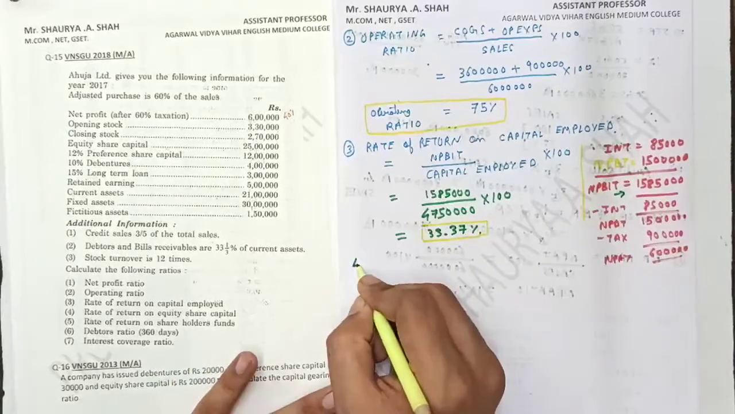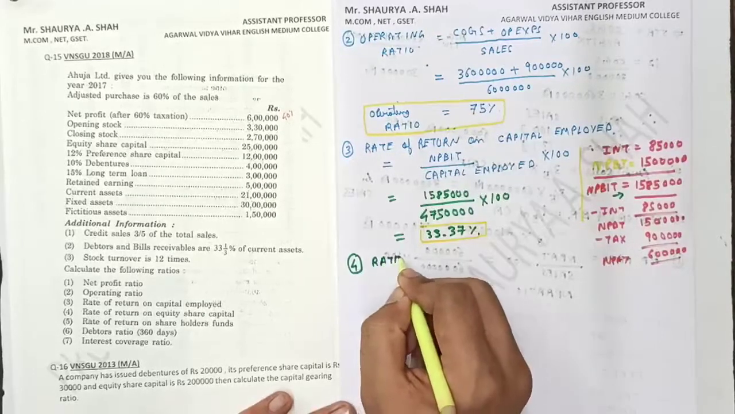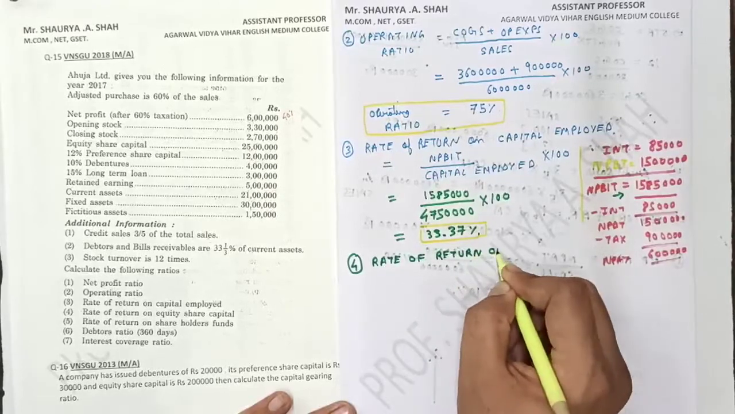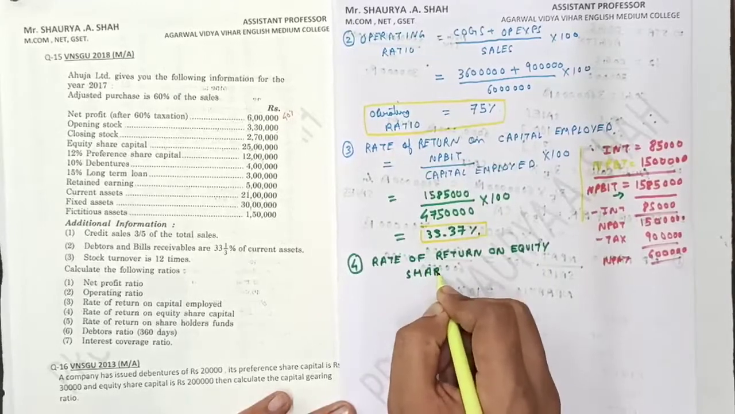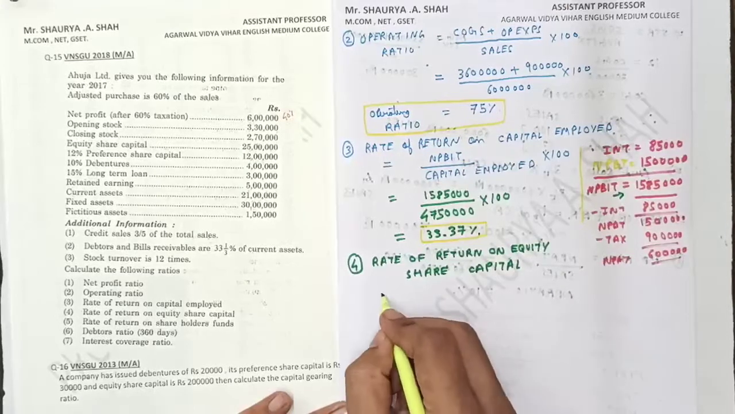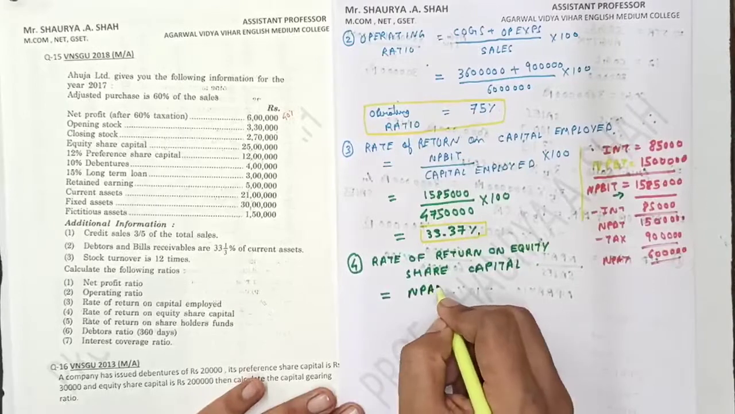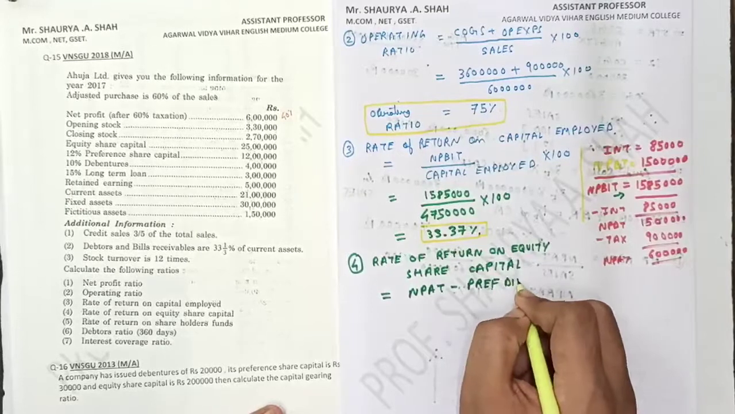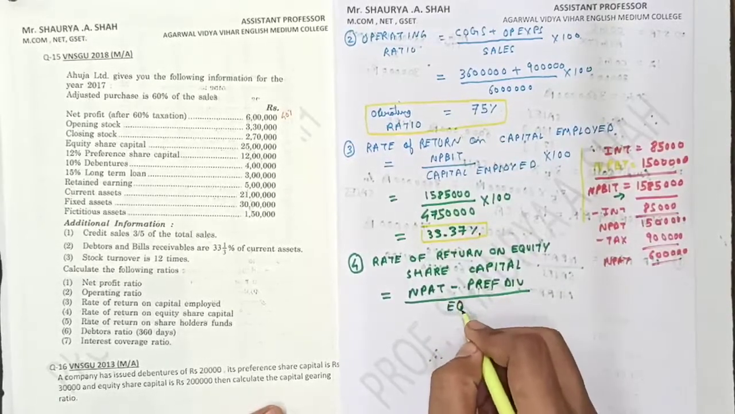Moving on to the next part of the sum, that is point number 4, rate of return on equity share capital. What will be the formula, students? Rate of return on equity share capital means net profit after tax minus preference dividend, right? Why? Because it is only for equity shareholders. So net profit after tax minus preference dividend upon equity capital.